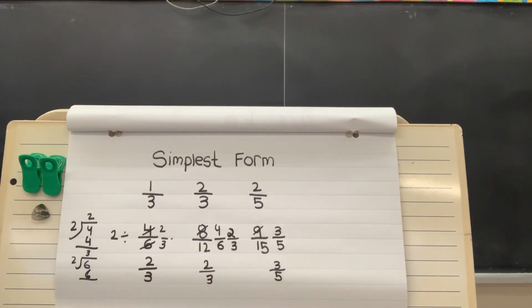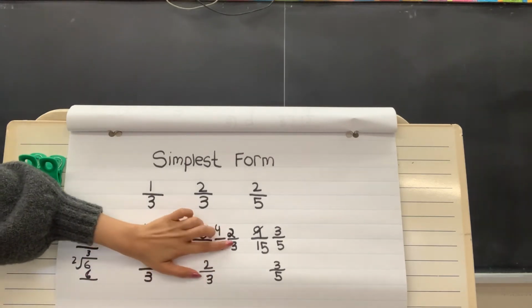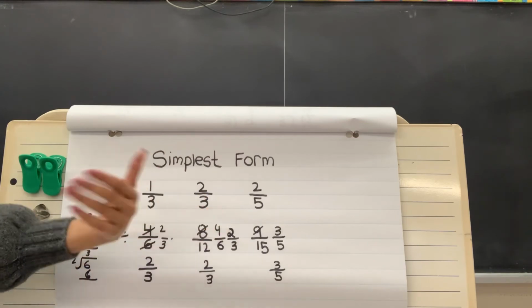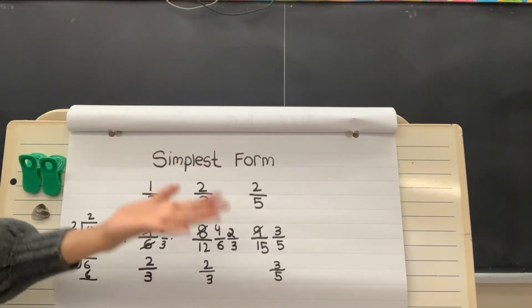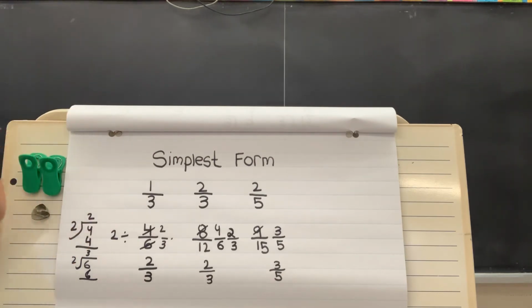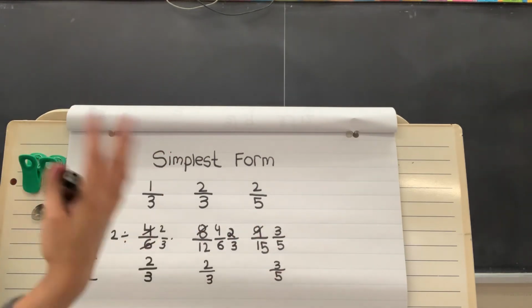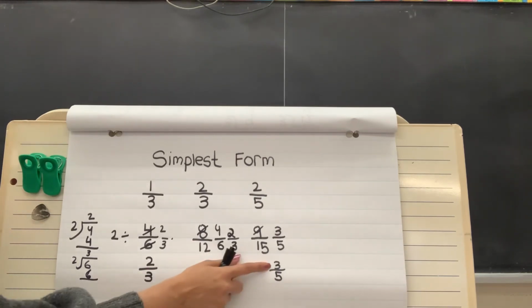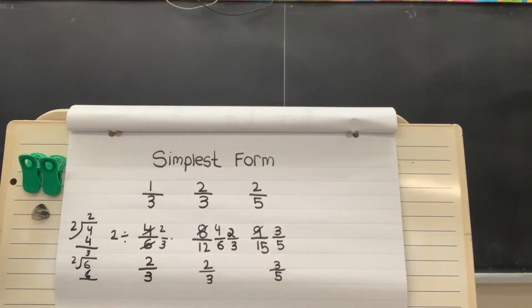Okay, I'm going to repeat the same thing again, grade 3. To find the simplest form, we keep on dividing our numerator and our denominator by the same number until there is no whole number that both can be divided by. Does that make sense? There are no more whole numbers that can divide both 3 and 5. Okay, does that make sense?